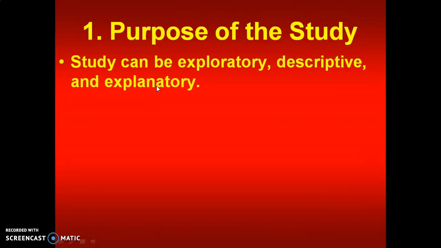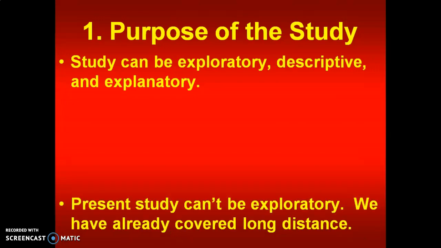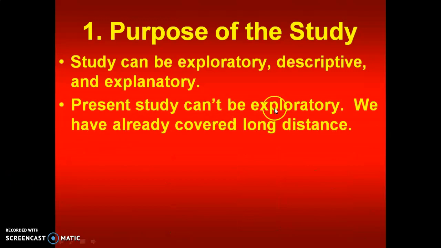And explanatory study. Explanatory means you have to explain the different things, the different criteria, the different subheads: why the research was done, why the research will be done, and what the effects, outcome and results of that research will be. Now the present study can't be an exploratory study. We have already covered a long distance. Whatever is mentioned as secondary data in the form of books, journals, magazines, log books, cannot be called an exploratory study, because the exploratory work has already been done on that.